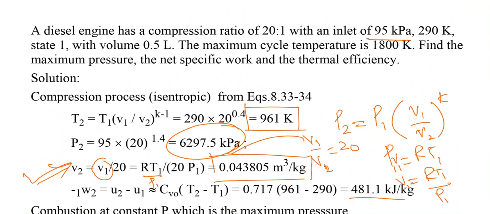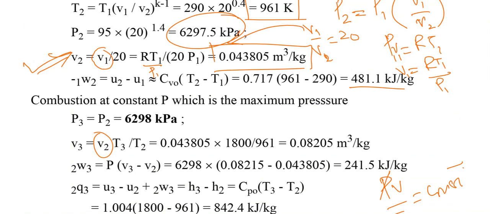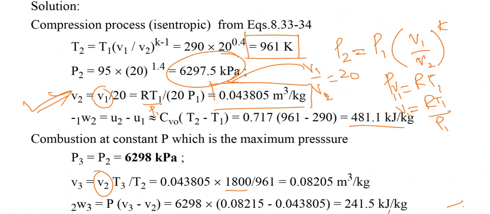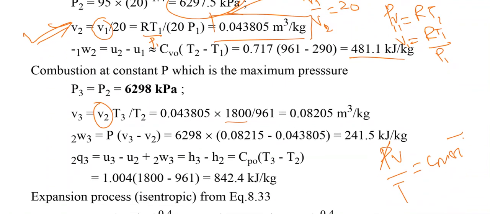Sorry, there was actually some mistake over here. I've said it is 1800 Kelvin. The peak temperature has already been given. 1800 is there. T2, which was found out somewhere here, is 961 Kelvin. So putting the value, we can find out the volume V3.